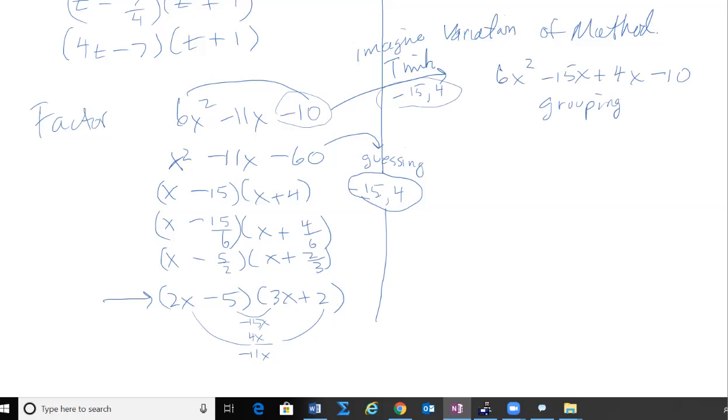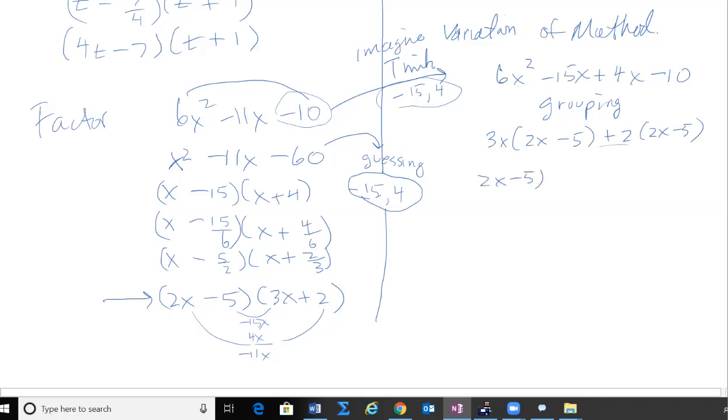There is no GCF in here, but you can write a 3x times a 2x minus 5. And over here you can write 2 times a 2x minus 5. And then you notice, hey, the 2x minus 5s agree. So you pull that out and you write 3x plus 2, and we're done. Notice it's the same answer we got over here.